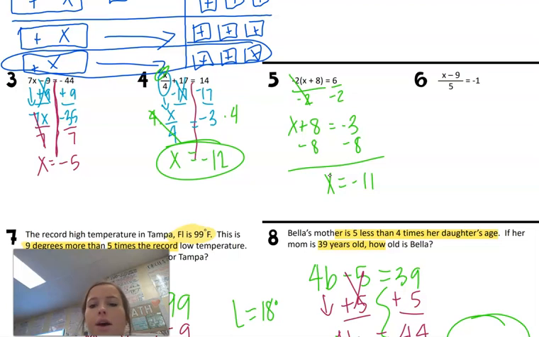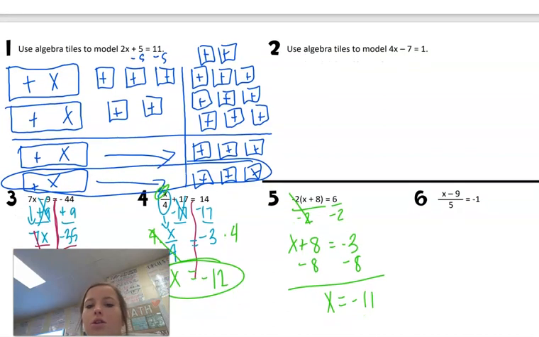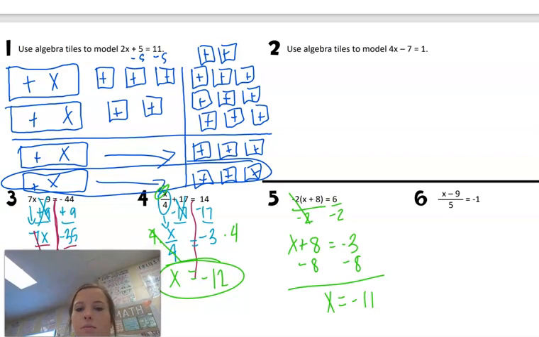All right, I want you to go ahead and finish solving practice number 6. And then on number 2, you can just solve the equation however you would like. You do not have to use the algebra tiles to solve it. Once you are finished with number 6 and number 2, you are going to move on to the lesson assignment.